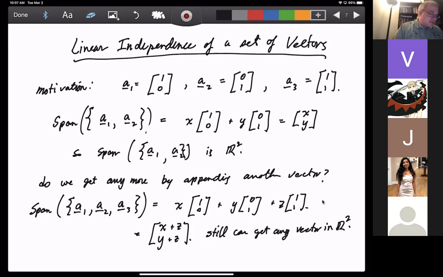So the point is that the span that I have from the first two vectors is the same as the span of using all three vectors. Okay, I don't gain anything by adding that third vector in there. And often in mathematics, we want to try to be as efficient as possible. So we're interested in this distinction. We're interested in, are we gaining anything by adding another vector to our set? Okay, so this is related to the idea of linear independence and linear dependence of a set of vectors.